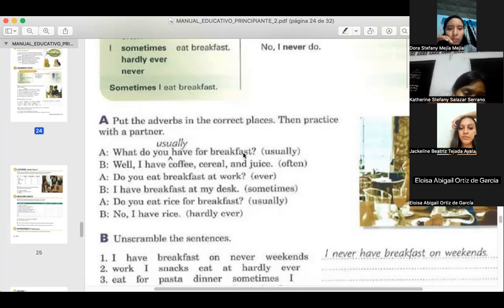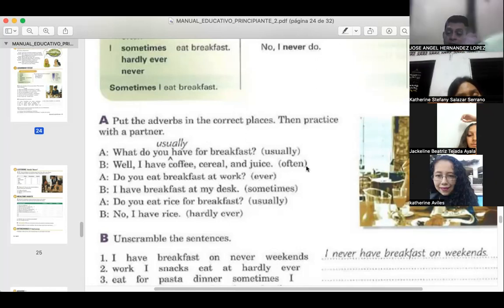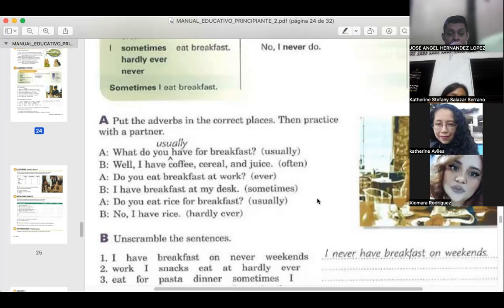Dora, Stephanie. Do you usually eat rice for breakfast? Yes, excellent. Do you usually eat rice for breakfast? And the last one will be for Jessica. The microphone. Jacqueline? No, I hardly ever have rice. Yes, correct. I hardly ever have rice. Okay, now let's do the examples of all the exercises from the platform.